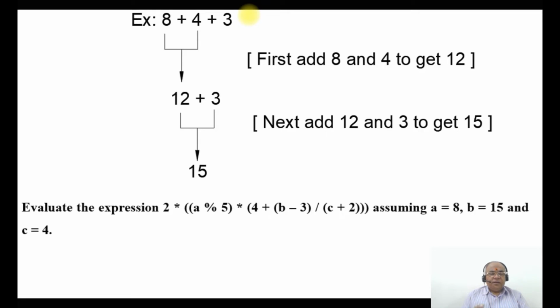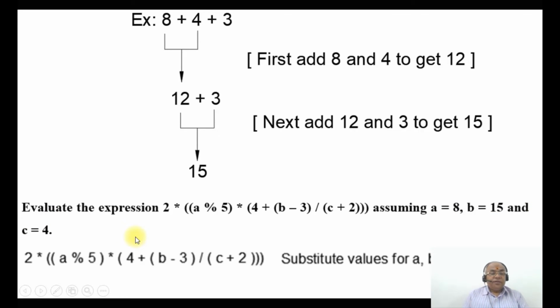Suppose you have another expression, 2 into, open the bracket, open the bracket, a % 5, that means the remainder, close the bracket, into, open the bracket 4 plus, open the bracket b minus 3, close the bracket, divided by, open the bracket c plus 2, close the bracket, and again you have 2 closing brackets. Assuming a is equal to 8, b is equal to 15 and c is equal to 5, evaluate this expression. How to do that?